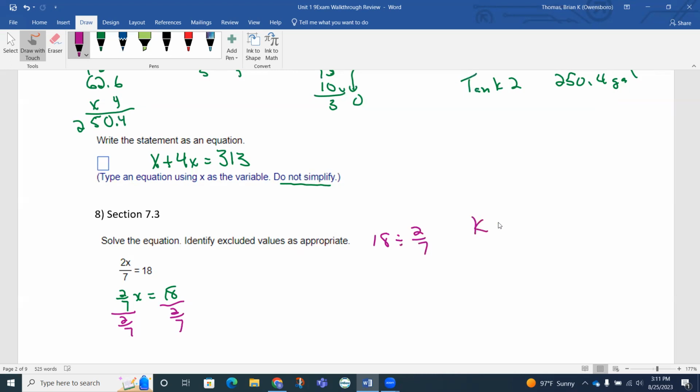We can Kentucky chicken fried, if you will, or use your calculator. For Kentucky chicken fried, change division to multiplication and flip that to 7/2. I can write this as 18/1. When I multiply, notice how the 2 will cancel into the 18 and make that a 9. 9 times 7 would be 63. 63/1, or simply 63. So x here would equal 63, which is our solution. Okay, so we'll stop there on those 2 questions.